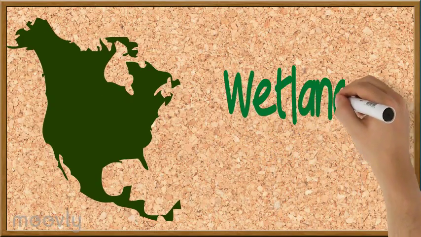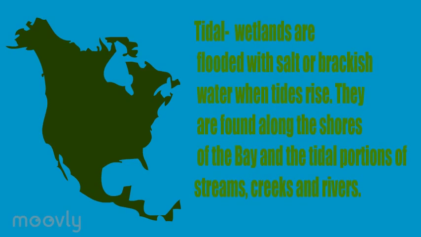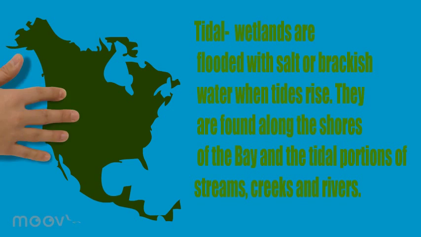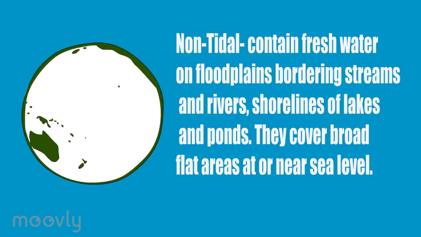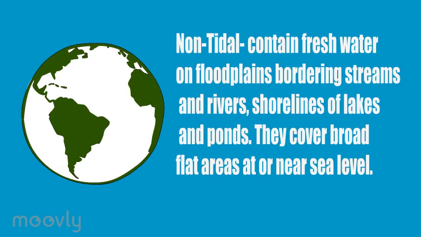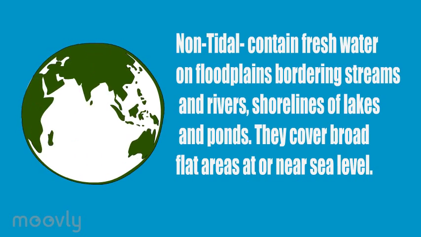Wetlands. Tidal wetlands are flooded with salt or brackish water when the tide rises. They are found along the shores of the bay and the tidal portions of streams, creeks, and rivers. Non-tidal wetlands contain fresh water on floodplains bordering streams and rivers, and the shorelines of lakes and ponds. They cover broad, flat areas at or near sea level.